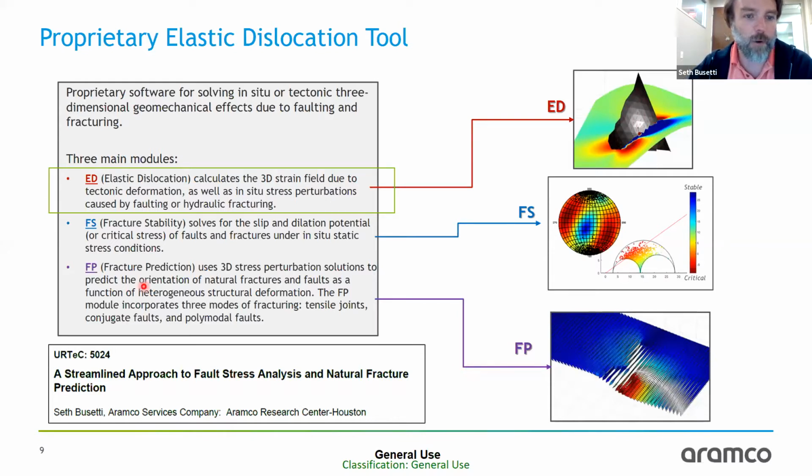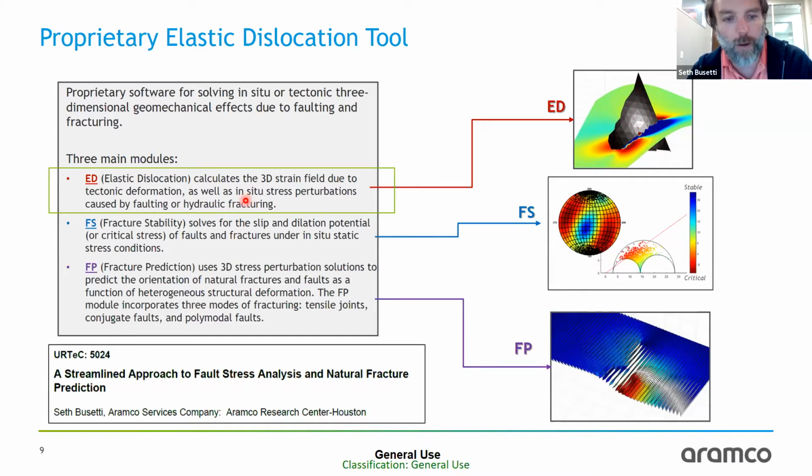It's got three main modules. It's the elastic dislocation module, which is the 3D stress and strain fields. This allows us to get to the tectonic deformation as well, so the kinematics of that, but also in situ stress perturbations. This could be around faulting, and that'll be the example we show here. But this model actually can be used for hydraulic fracturing as well.